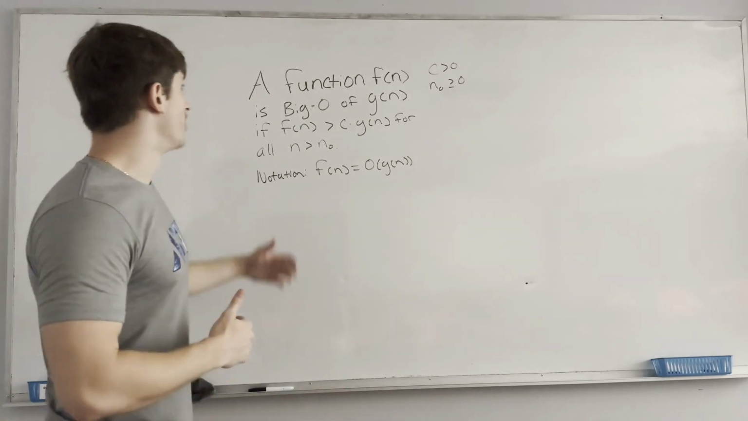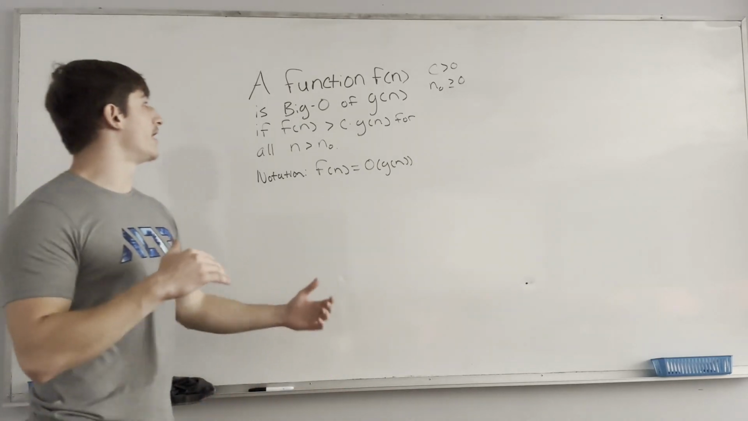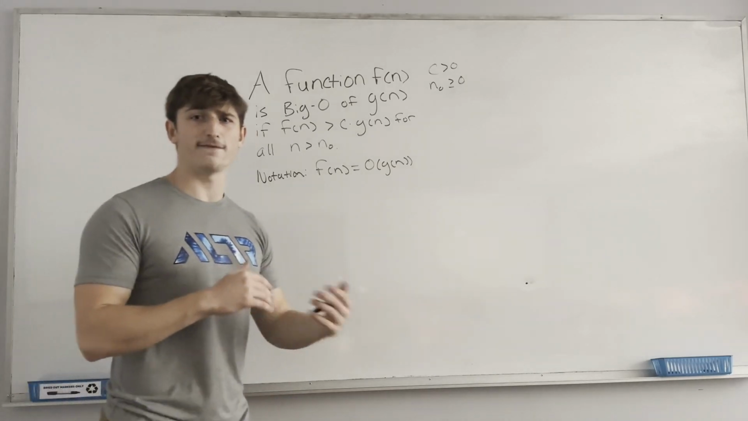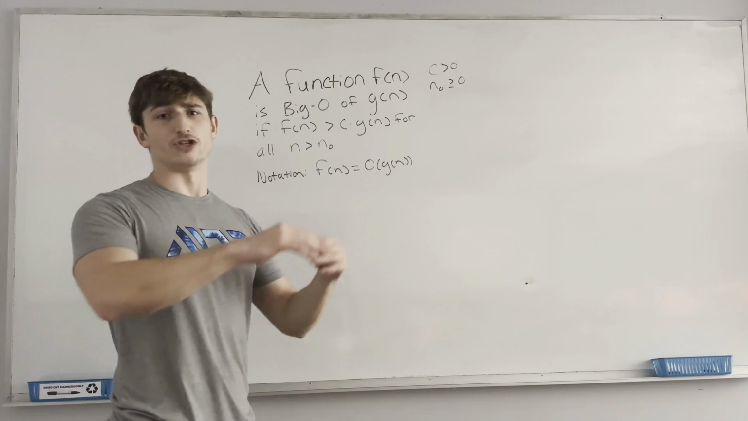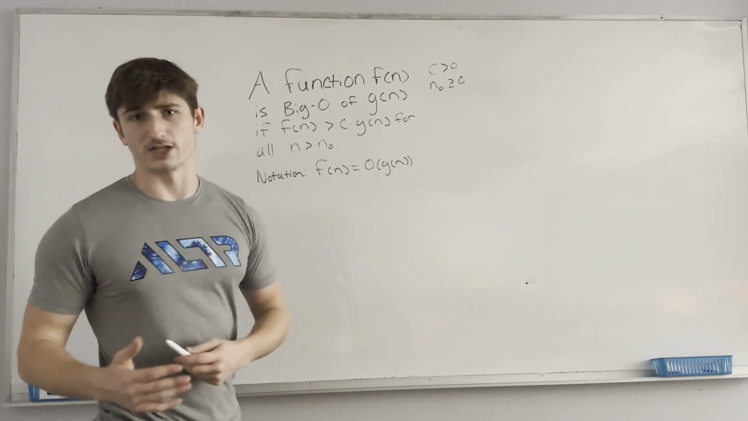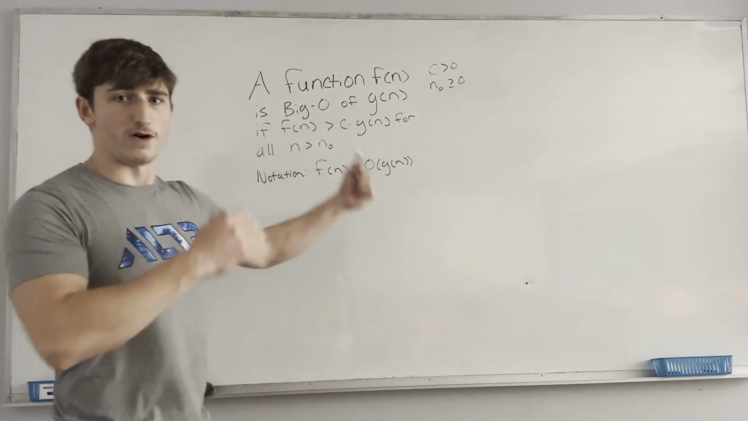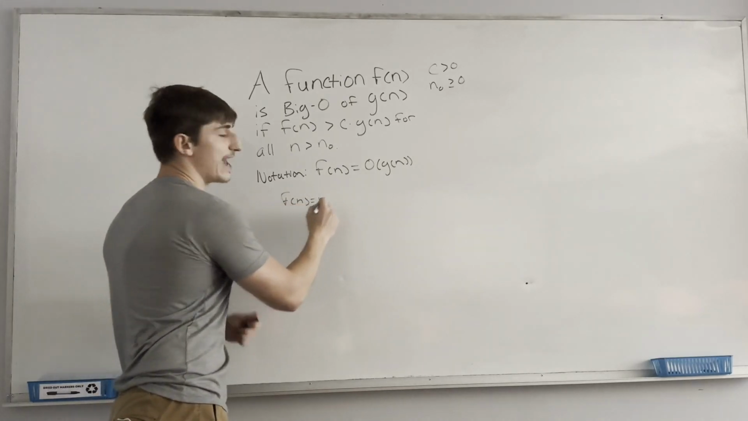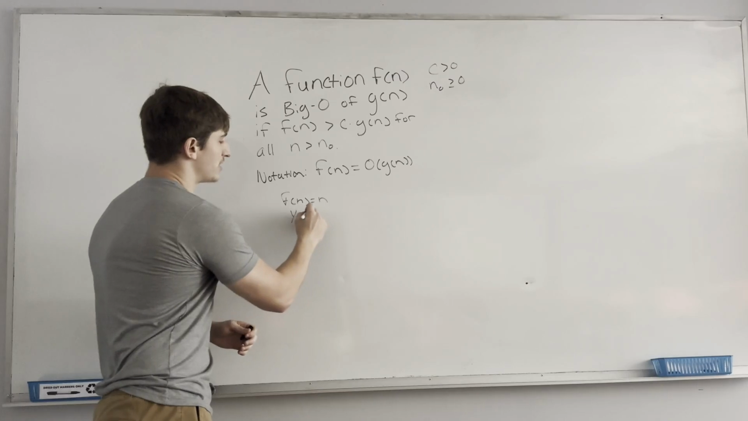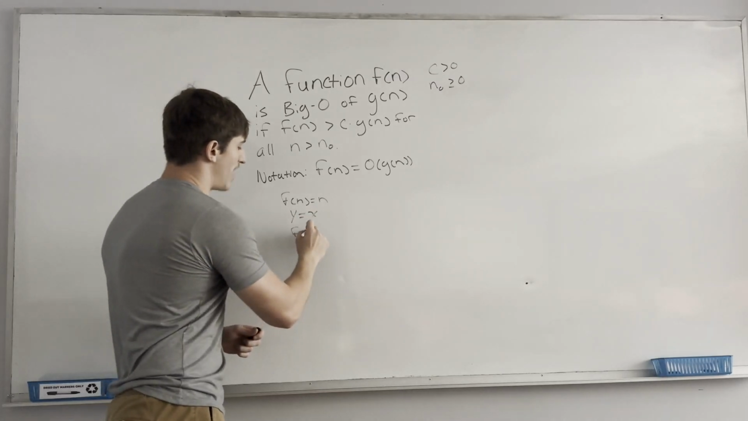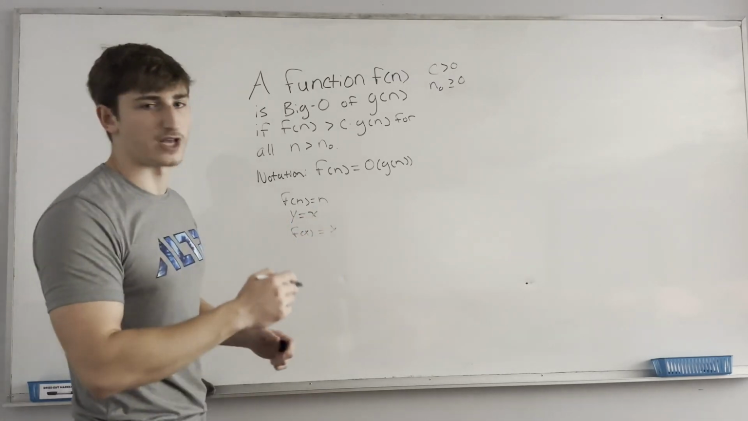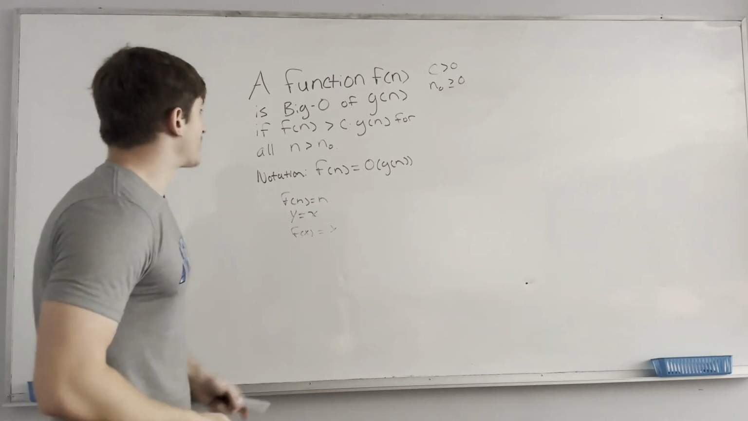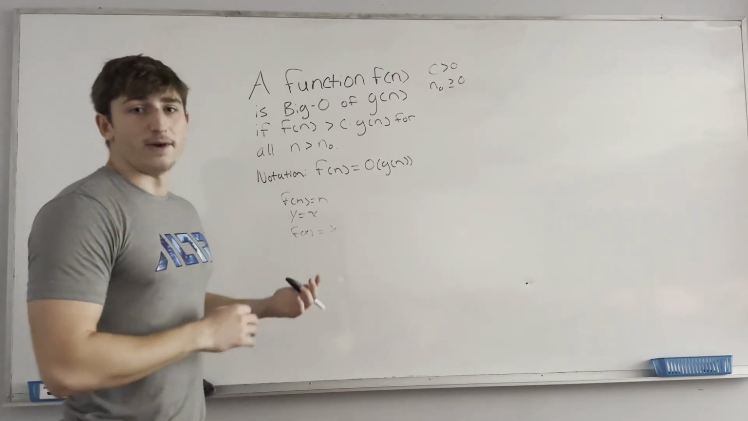Okay, so a bunch of jargon here. Let's break it down. What is f of n and what is g of n? They are just functions. Just like in math class, you have f of x, you have g of x. They're functions of n. Saying that f of n is equal to n is the same as saying y equals x or f of x equals x. It's the same graph, same function, same meaning.